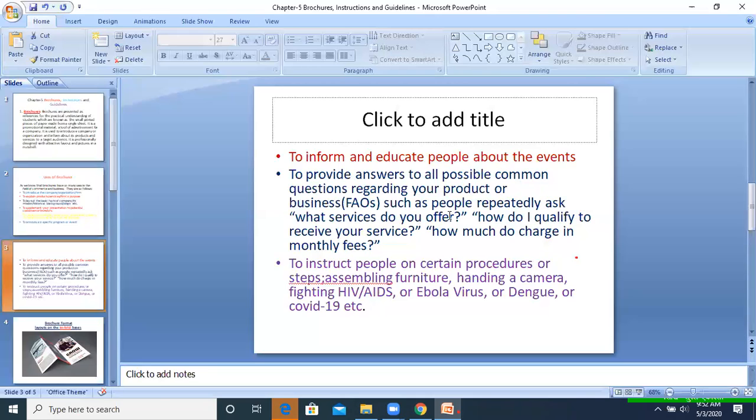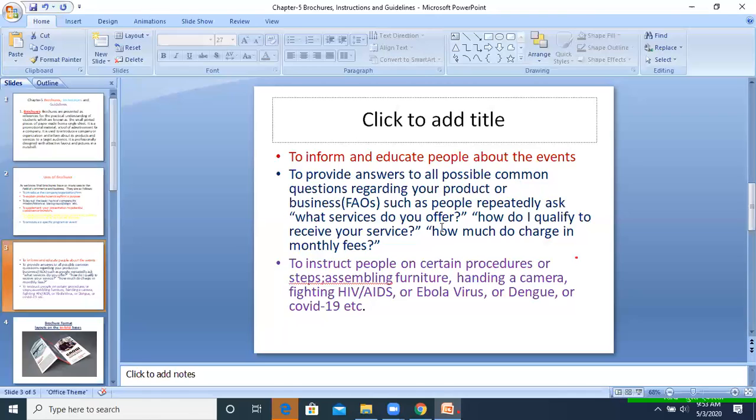What services do you offer? This question may be repeated time and again. What services does your company offer? People in different places may ask the same question. If a question is repeatedly asked, such a question is called an FAQ, a frequently asked question. If you are a job holder in any company, most of the customers may ask the same question: what services do you offer?